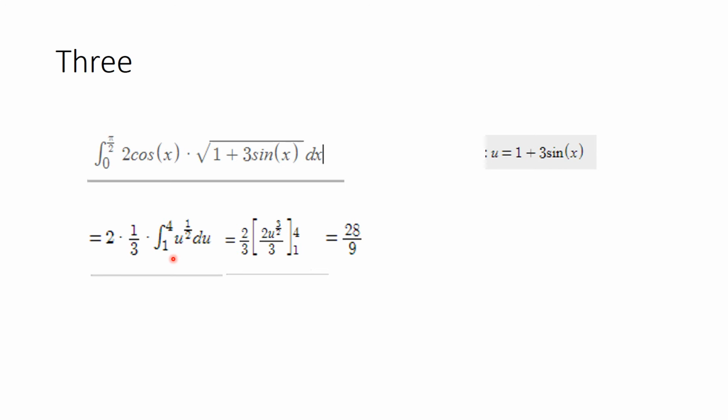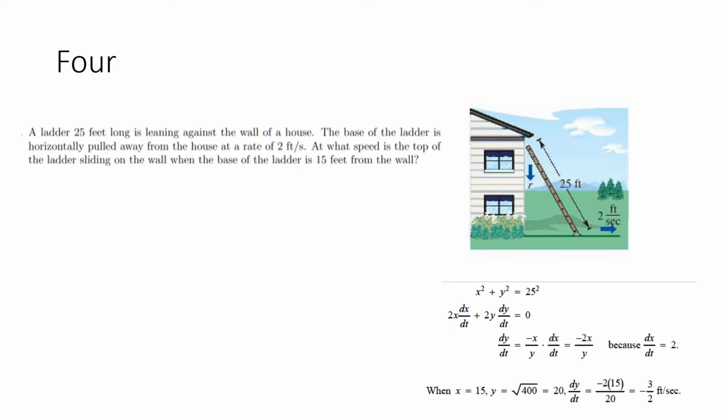And notice that if this is a u, your limits have to be u's, so you must be mindful of your limits. We add 1 to the exponent, divide by the new exponent. That's 3 over 2. That's getting there. Plug the number in, do the arithmetic without calculator, and get 28 over 9.